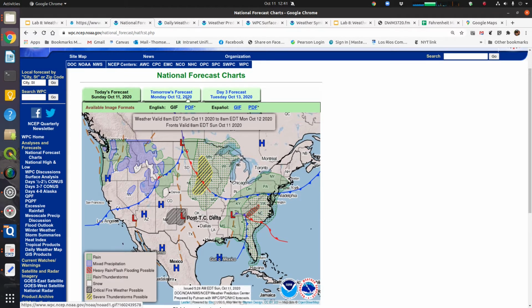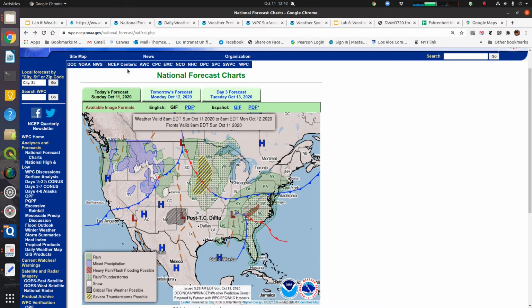Everything should be rotating counterclockwise. It's got severe thunderstorms, rain. There's another storm down here, the low pressure, occluded front, cold front, and a warm front. Everything rotating counterclockwise around that.